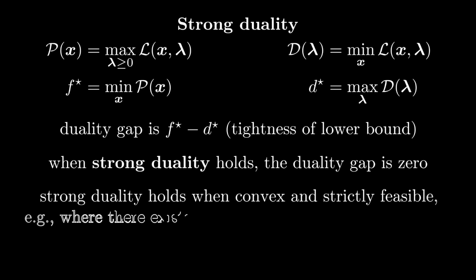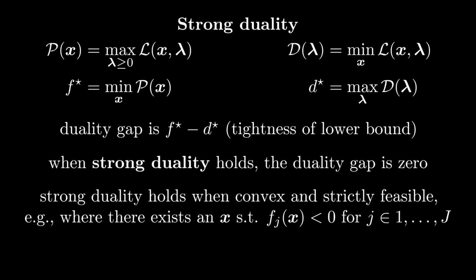When strong duality holds, this gap is 0, and that's great because that means we get the same answer if we solve the primal or the dual. Strong duality holds in a convex optimization problem when it is strictly feasible. That is, when the feasible set contains at least one point for which not all constraints are active. And fortunately, this is a property that often holds for practical problems.